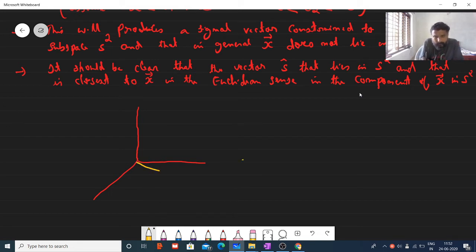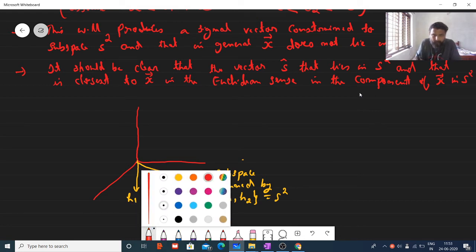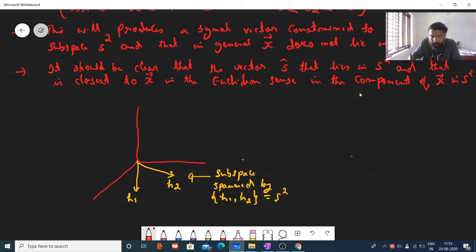Take this as H1, and this as H2. So this indicates the subspace spanned by H1, H2, which is nothing but S2. Okay. Similarly, you will have a Euclidean sense that I will draw here.